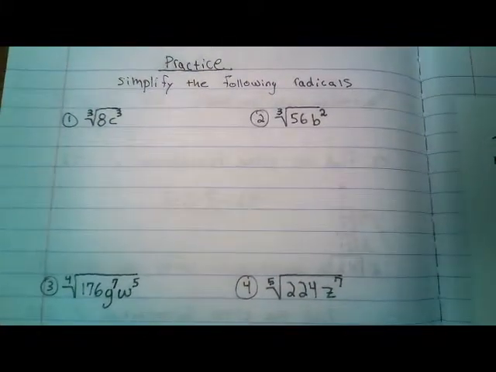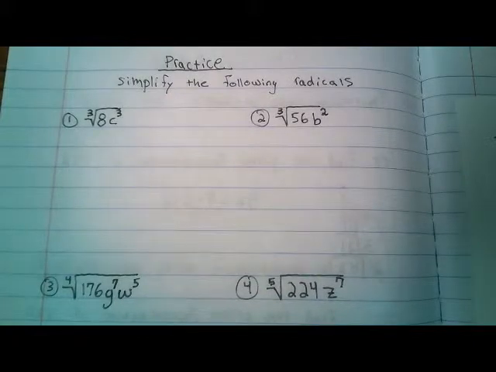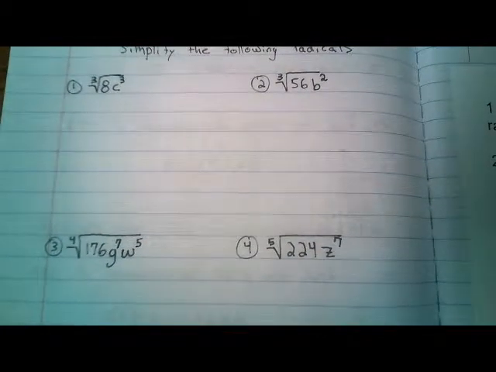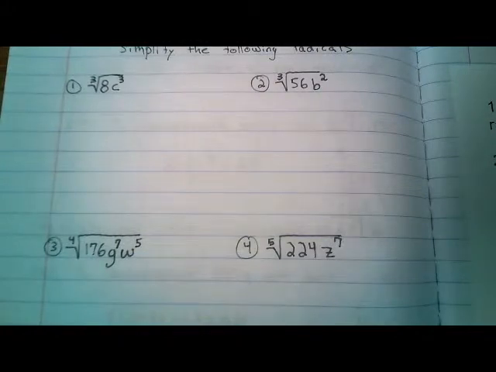Okay. On the left side, you're going to find the cube root of 8c to the third, and then the cube root of 56b squared. Number 3 is the fourth root of 176g to the seventh, w to the fifth. And the last one, number 4, is the fifth root of 224z to the seventh.